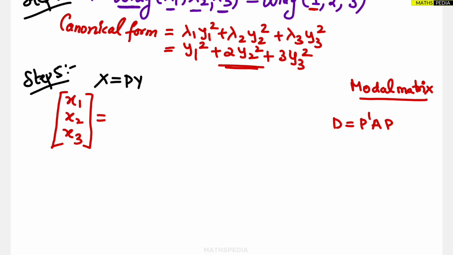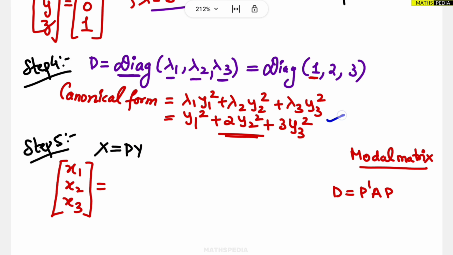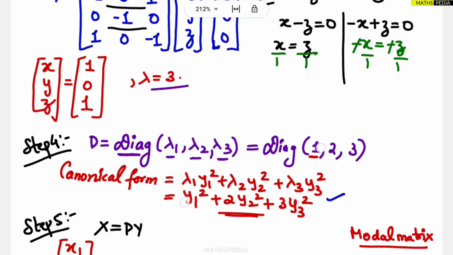So we are having three eigenvectors, right? So we have to utilize everything. Why are we finding eigenvalue and eigenvector? Eigenvalue we found to write what? Canonical form. Eigenvector we are finding to write what? The orthogonal linear transformation. Okay.